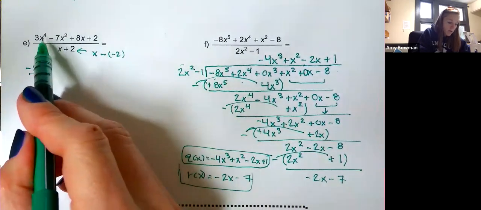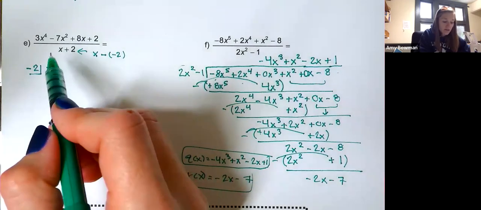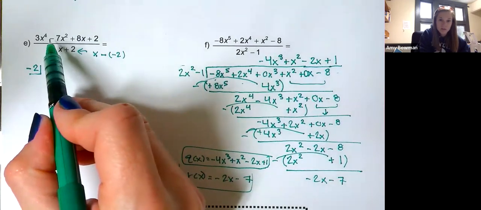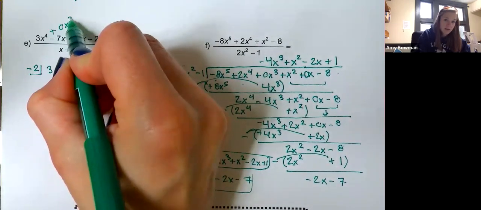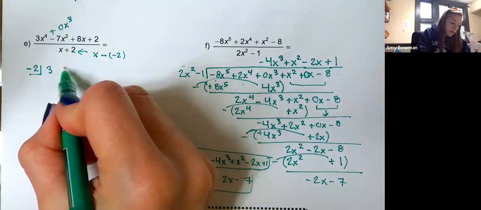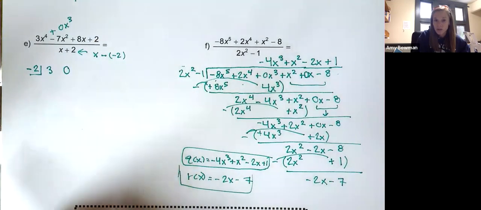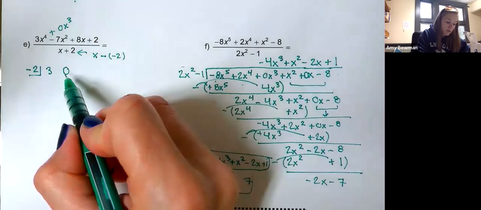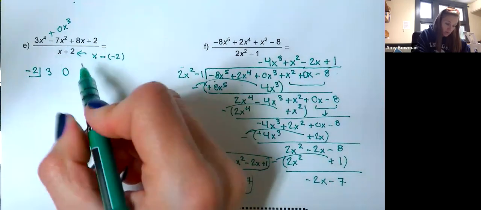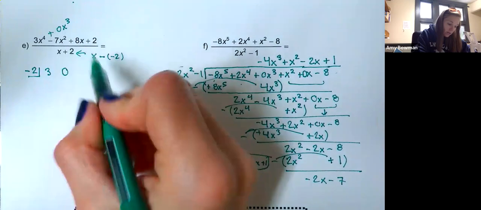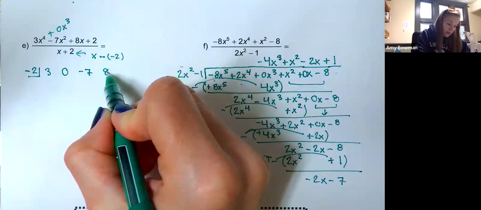So x to the 4th has a coefficient of 3, but be careful here because there is no x cubed term. That means I have to account for that with a 0x cubed by putting a 0 for my next coefficient. If you skip that, the quotient will be incorrect. So it's important to use that 0 to represent my x cubed term. And then x squared has a coefficient of -7, and then 8, and then 2.